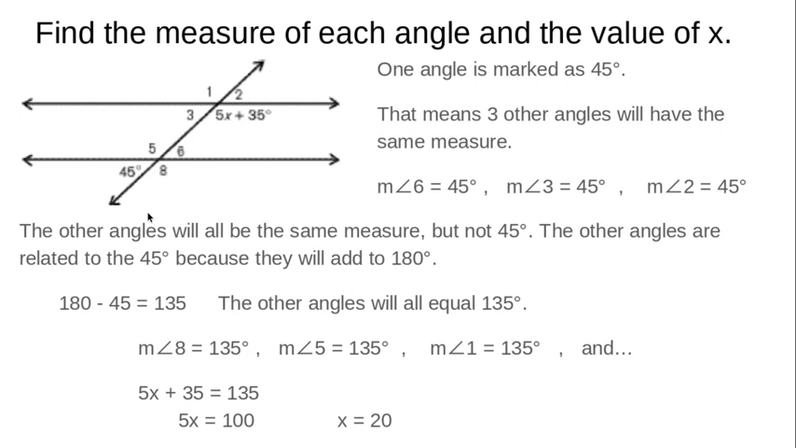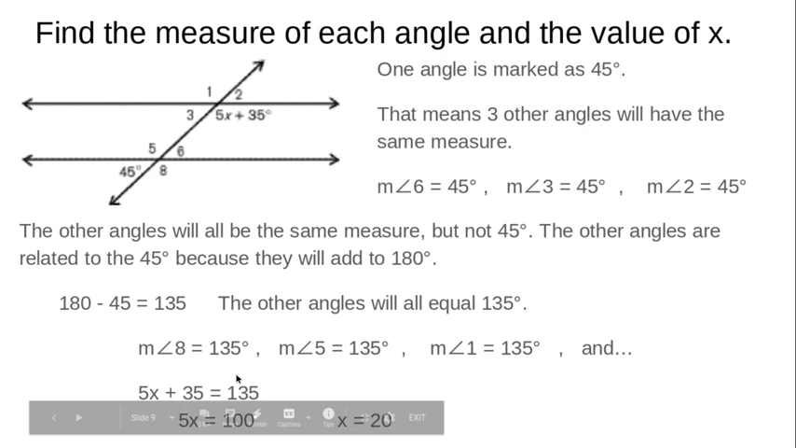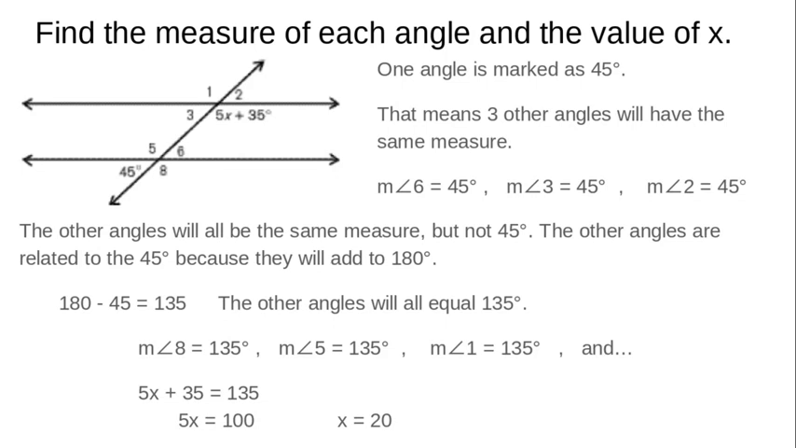Remember, they have to add up to 180 degrees. So like if I think of these two down here, 45 and the 8 is a linear pair. These two are going to add up to 180. So 180 minus 45 is 135. So angle 8 is going to be 135. That means angle 5 is going to be 135. That means angle 1 is going to be 135. And it also means that this 5x plus 35 needs to equal 135. That's what you see down here at the very bottom of the slide. So we would subtract our 35, we'd get 5x equals 100, and then we would divide each side by 5, and we get x equaling 20.